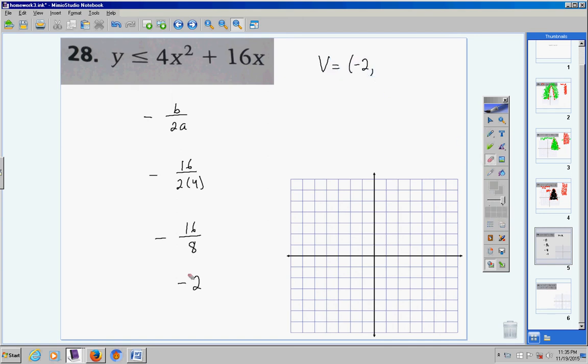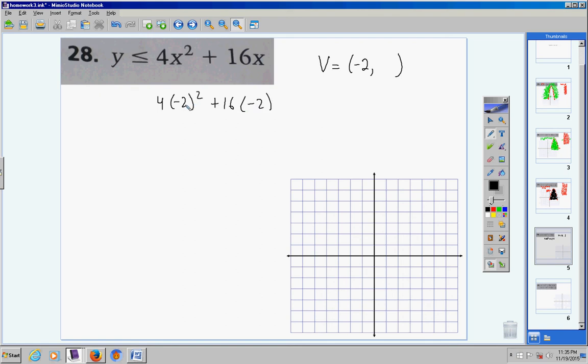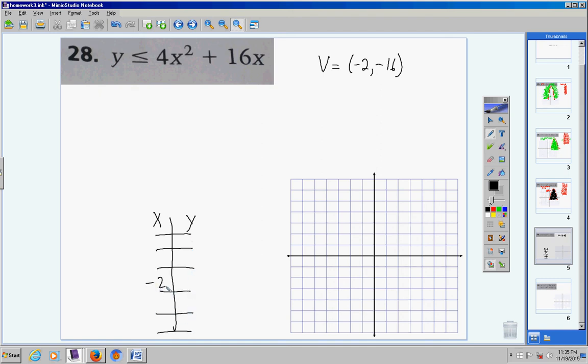Alright, now let's substitute negative 2 in and get out our y value right here. So 4 parentheses negative 2 squared, positive 16, negative 2. Negative 2 times negative 2 is 4. 4 times 4 is positive 16. That's negative 32. So we get out negative 16. There's the y value of my vertex. Negative 16. So negative 2, negative 16.